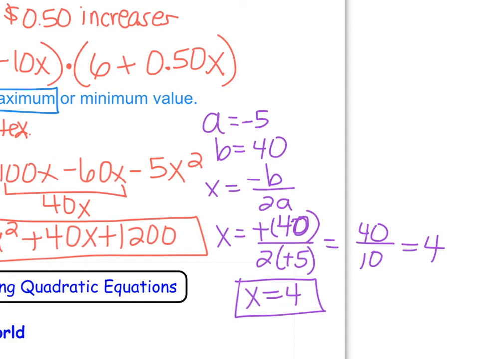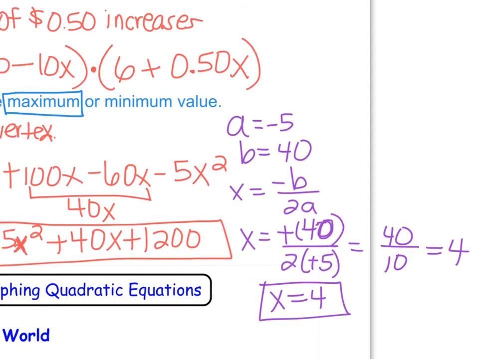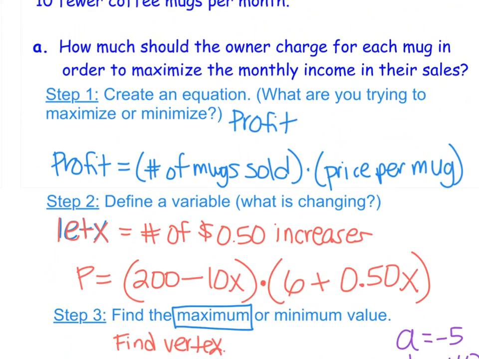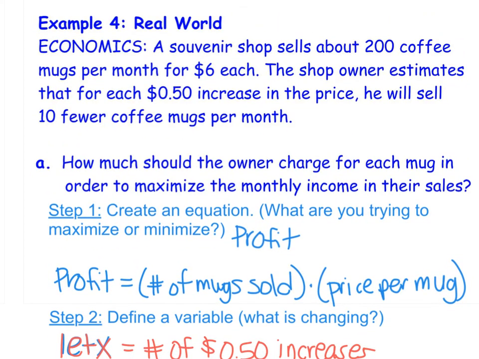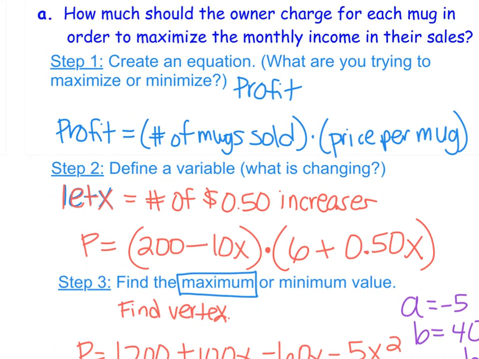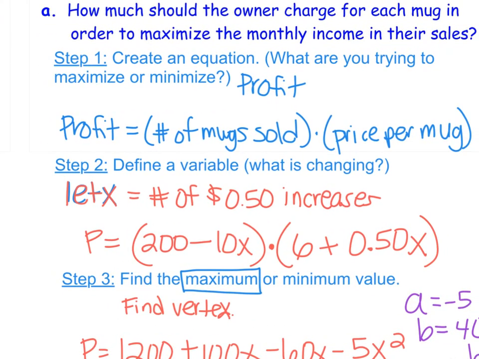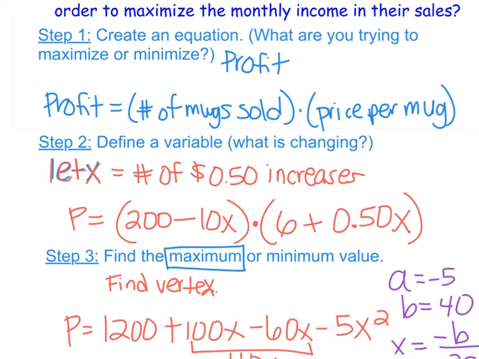Now, before we find the maximum value, we can actually answer part A. So it says, how much should the owner charge for each mug in order to maximize the monthly income in their sales? Well, to know that, we need to know how many times he needs to increase the price. That's our x value, so we just found that. So in order to maximize profits, the x value needs to be 4, and the x value represents how many 50-cent increases.